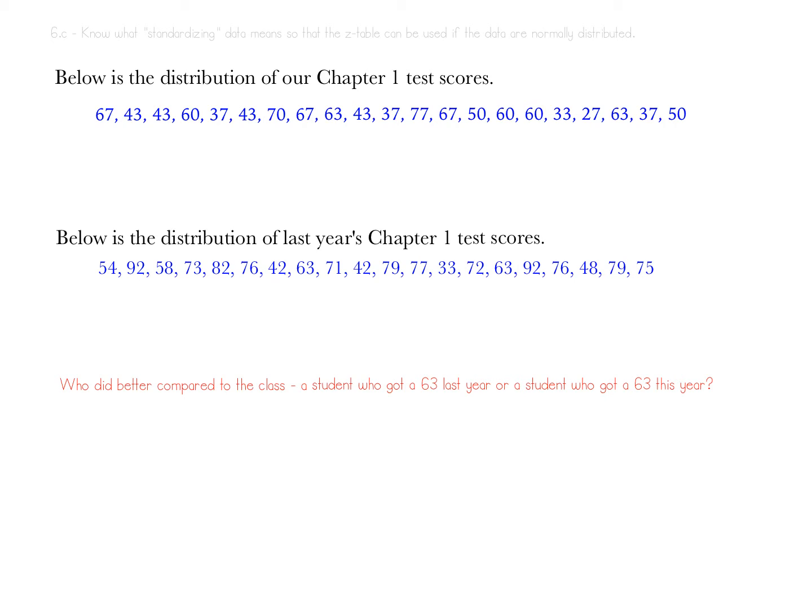So below is the distribution of our Chapter 1 test scores, and also the distribution of last year's Chapter 1 test scores. So I want to know who did better compared to the class, a student who got a 63 last year or a student who got a 63 this year. So go ahead and pause the video and think about the things that you're probably going to need to do in order to compare using the idea of percentile.